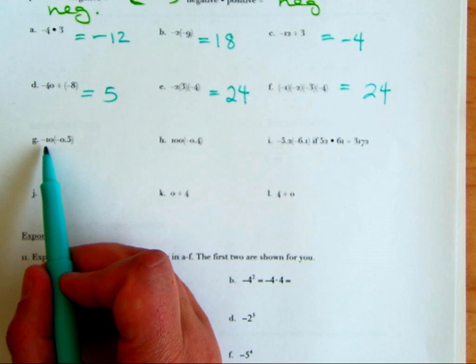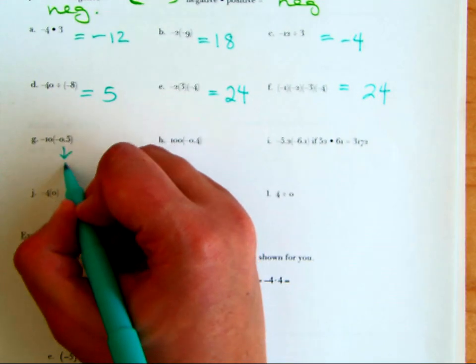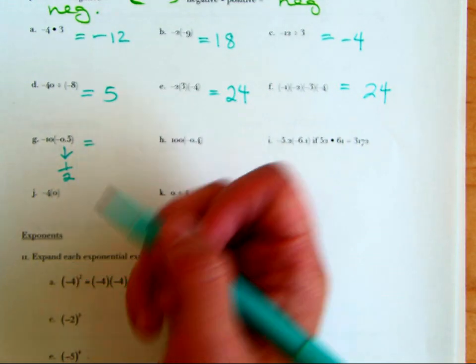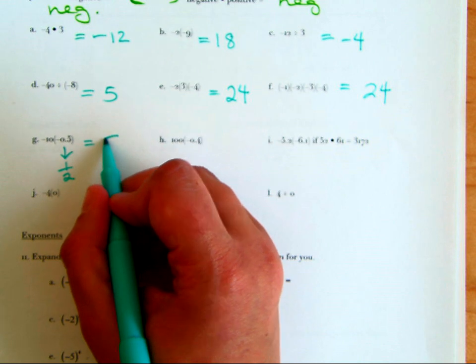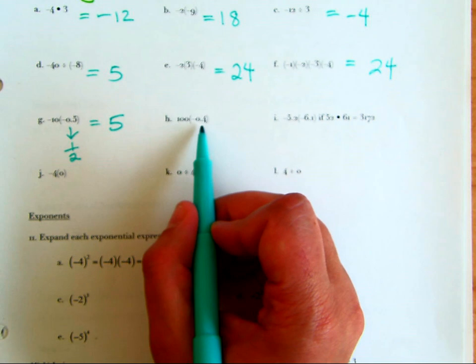Okay, what about this one? This is essentially half of 10, right? 0.5 is the same thing as half. Negative times a negative is positive. What's half of 10? 5. Good. 0.5 is the same thing as 1/2, right?